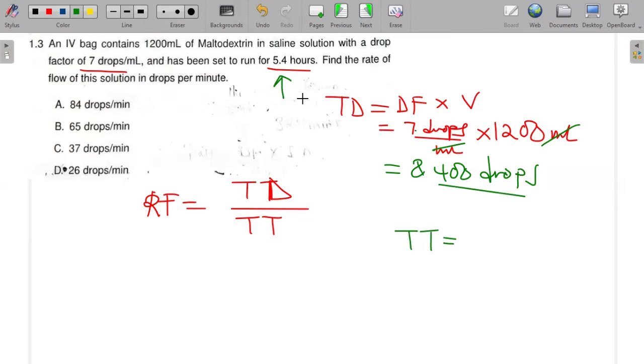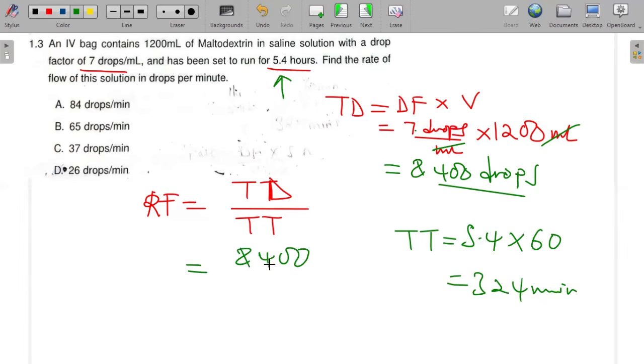So what do we do to convert that time to minutes? We're going to multiply this 5.4 by 60, because we know that in 1 hour, we have 60 minutes. Okay, so 5.4 multiplied by 60 gives me 324 minutes. So now I'm going to divide these two. So I have 8,400 drops. I can even put the units, divided by 324 minutes.